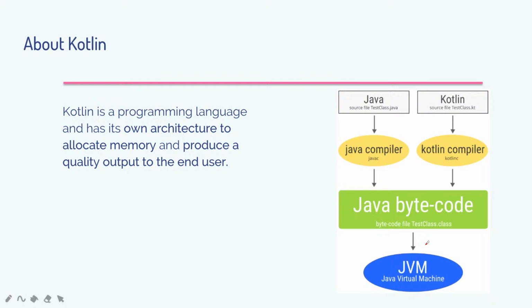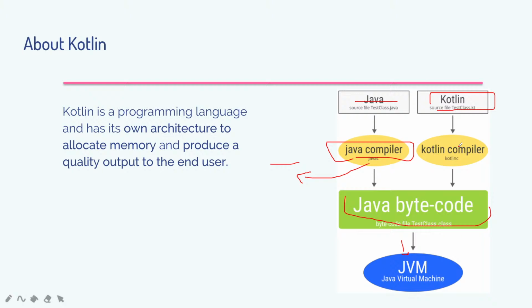Here you can see it is the same for Java and Kotlin. Here we have Java and the Java compiler. We convert our original high-level code into a .class file, and then into Java bytecode. Then the JVM gives the output result. So this is the process of Java. If you take Kotlin, it's the same thing.